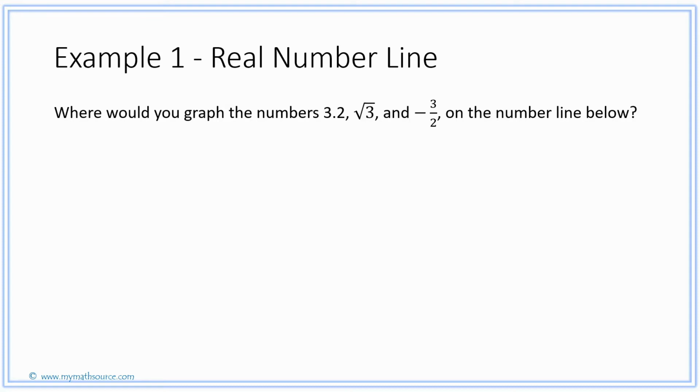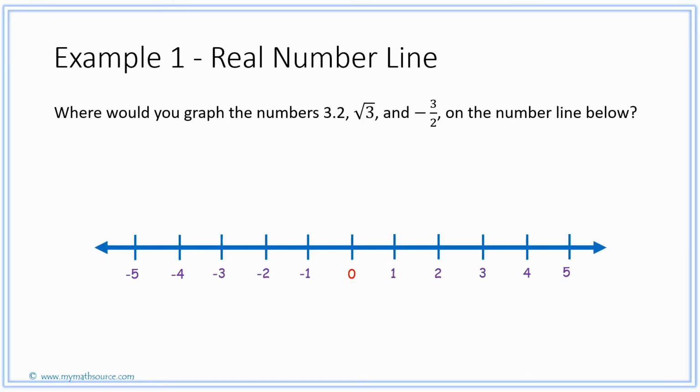In example 1, we're just going to go over how we can use the real number line and identify points on the line. Now you can use your calculator to do this. So where would you graph the numbers 3 2/10, square root 3, and negative 3 1/2 on the number line below? So here you see the number line. Now what you want to do whenever you do this is to put the numbers into decimal form. That's why you want to use your calculator. 3 2/10 is already in decimal form, so let's just indicate where that would be.